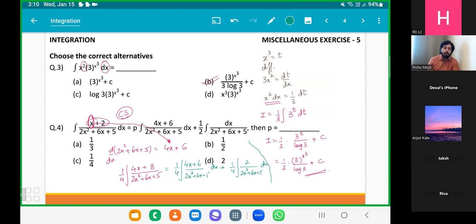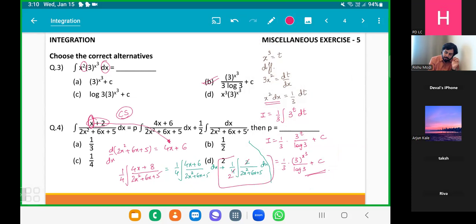Sir, how did you come to know we have to split that into 4x plus 6 and 2 only? Because we need to first adjust the derivative of the denominator in the numerator. So 4x plus 6, you got that part. And the second part, if you see from the given question, this 2 and this will get cancelled.